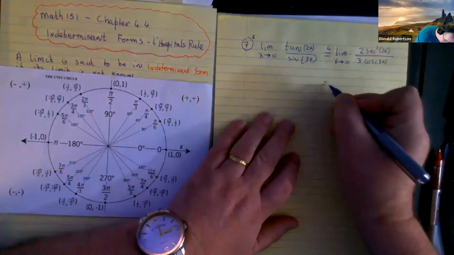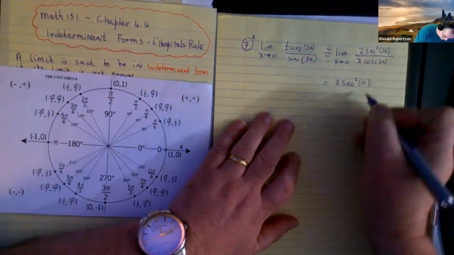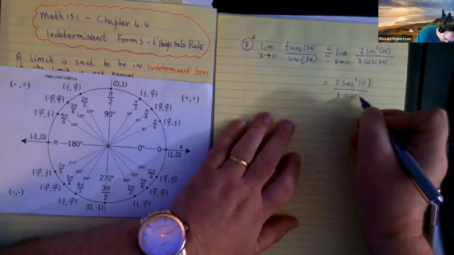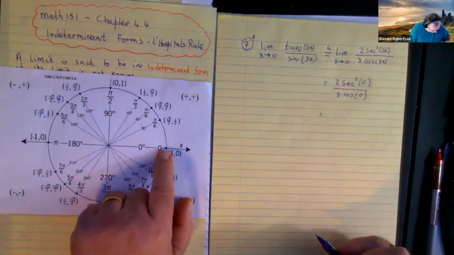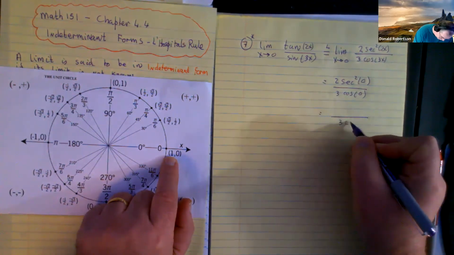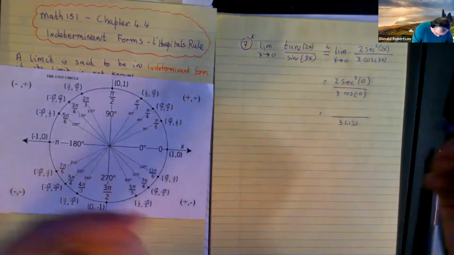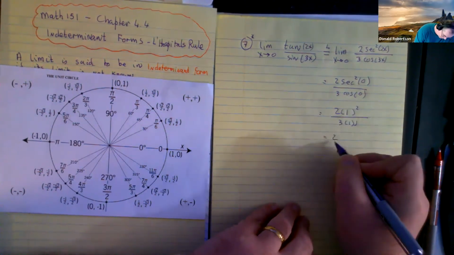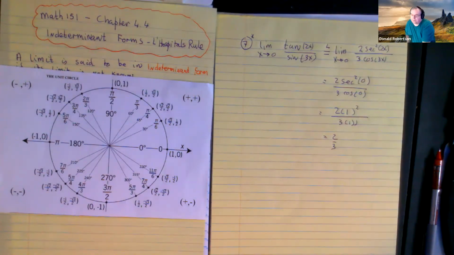And now I should be able to plug in 0. 2 times the secant of 2 times nothing is still nothing. 3 times the cosine of nothing. And the cosine of nothing, its x coordinate, is 1. So 3 times 1 on the bottom. You wanted secant. Well, isn't the secant 1 over cosine? So you just get 2 times 1 squared. And there you go. The limit of that guy is 2/3.